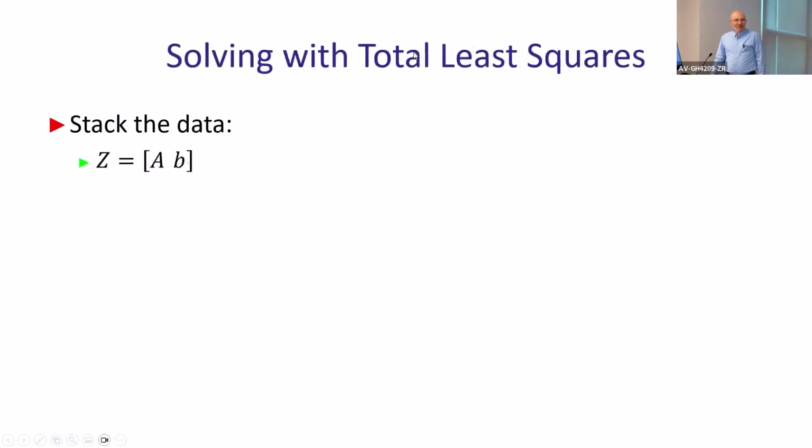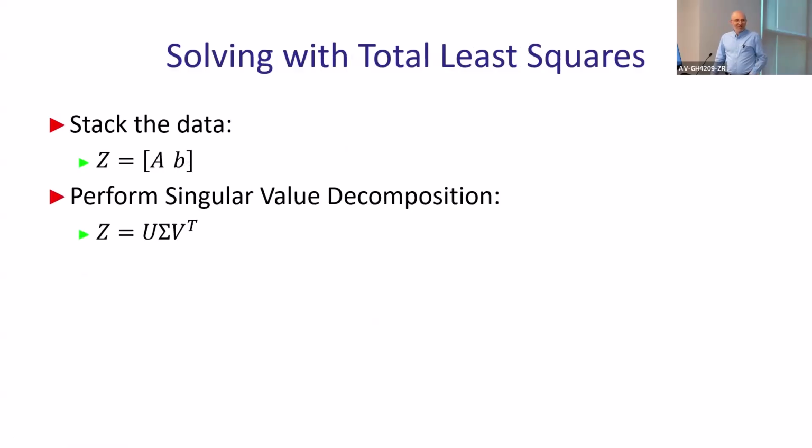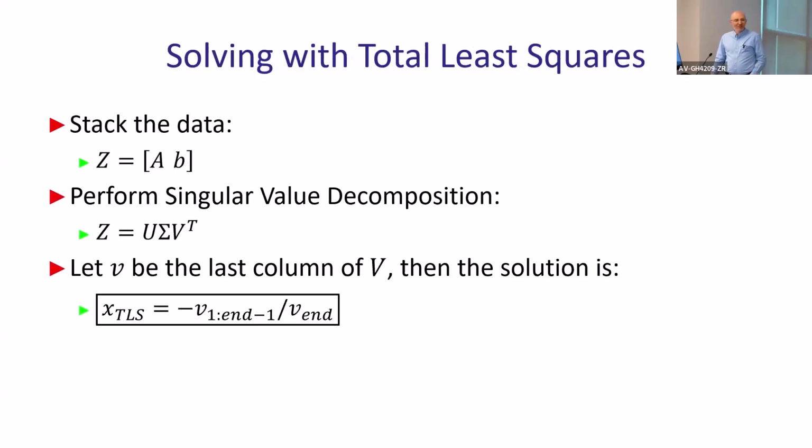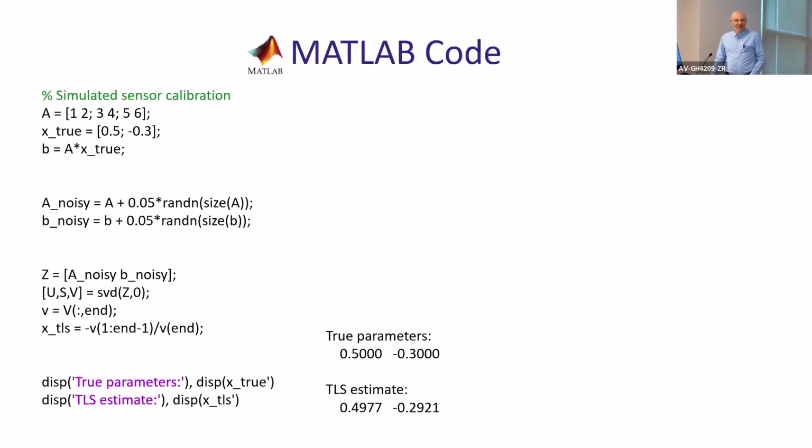So you just stack the A and B, you solve that using sigma, and then you compute that, and you have basic code which is doing that. Okay, as an example, you have noisy A, noisy B, you have true values and noisy values, and then you stack them together, finding the result. So the true parameters were 0.5 and minus 0.3, and the total least squares estimate is almost 0.5, and negative 0.29 instead of 0.3. So it's close enough, okay, as expected. Just to show you that you can use MATLAB code to do that in a few lines of code.